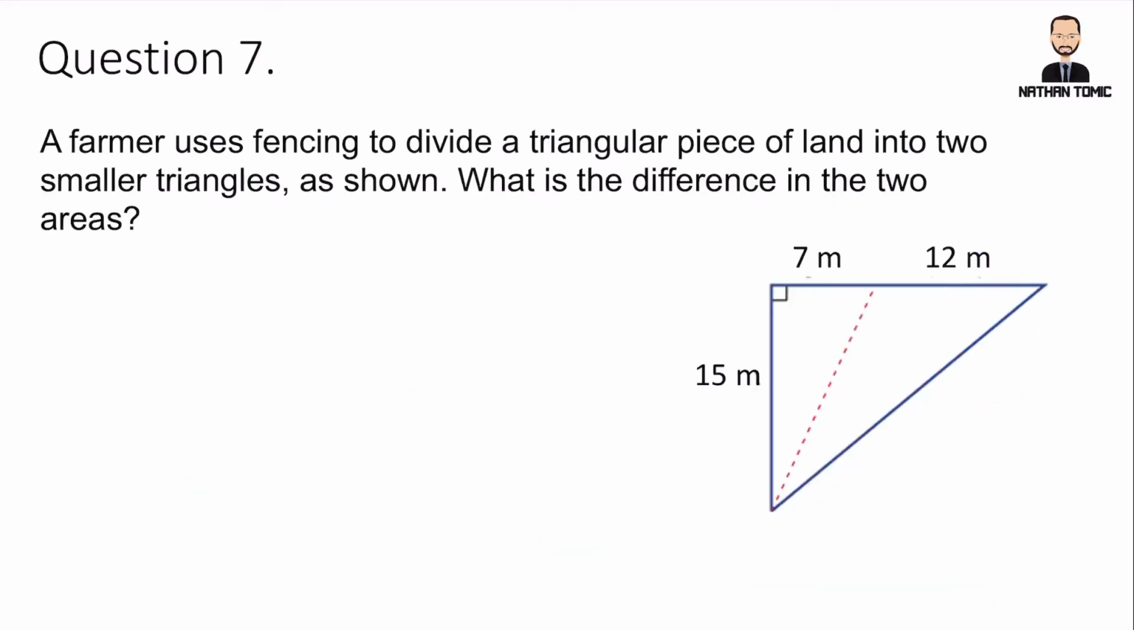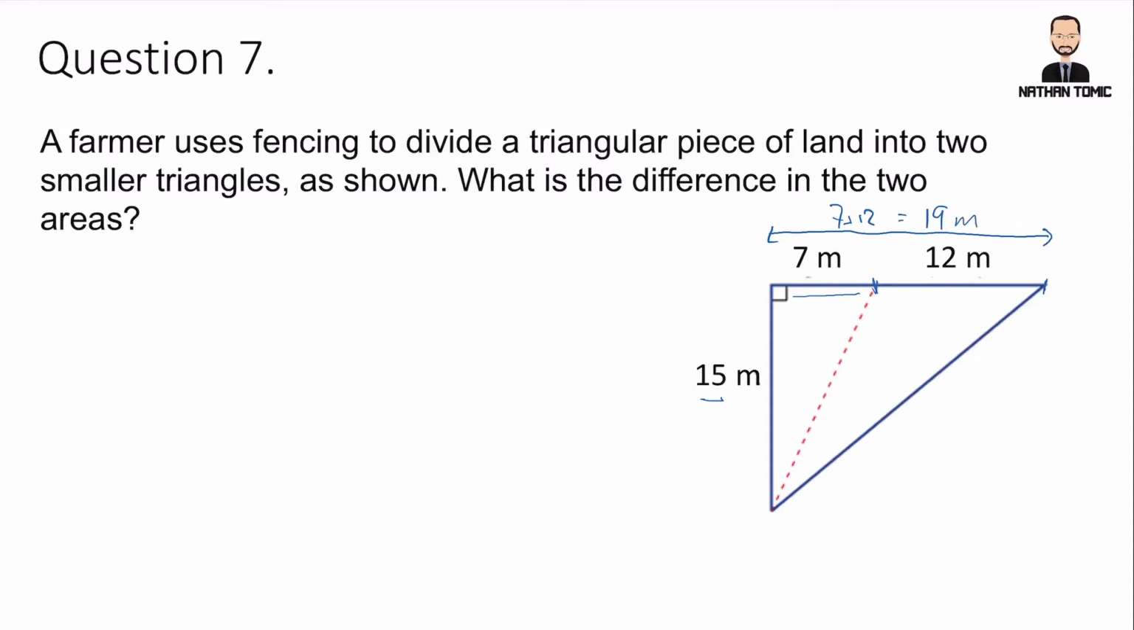Question 7. A farmer uses fencing to divide a triangular piece of land into two smaller triangles as shown. What is the difference in the two areas? So we need to work out the area of these two triangles, and then we need to work out the difference between them. So if we think about this here, we have one measurement on the side here of 15. We have this smaller triangle having a measurement of 7, and we have this section here having a measurement of 12, which means technically the big triangle from one point to the other would have 7 plus 12 equal to 19 meters.